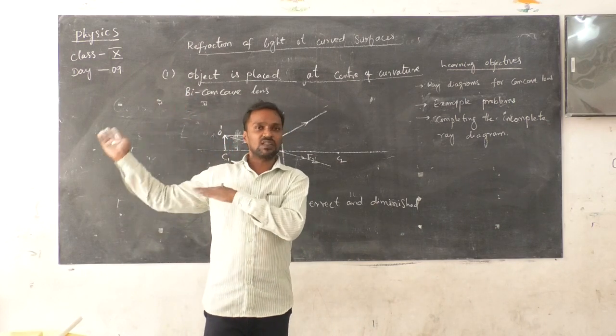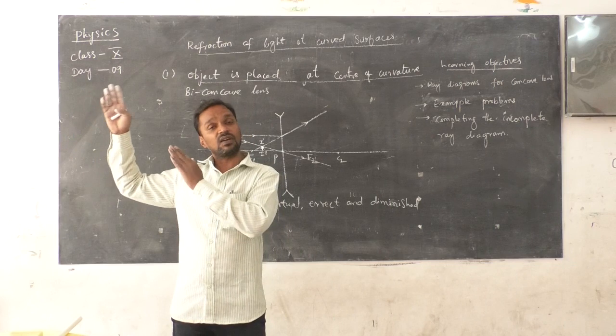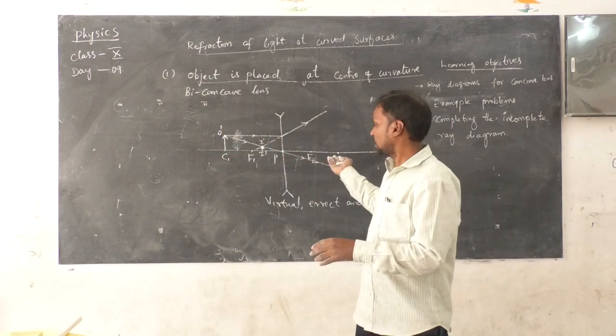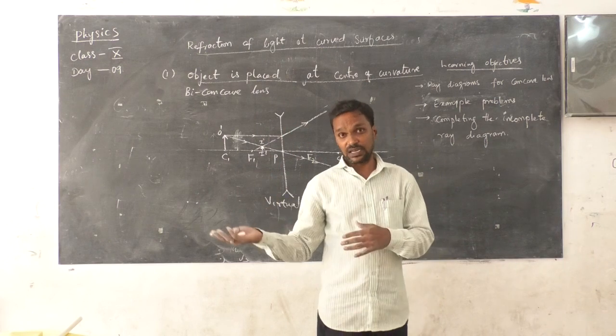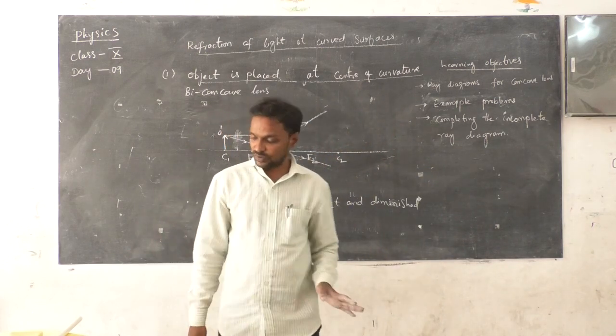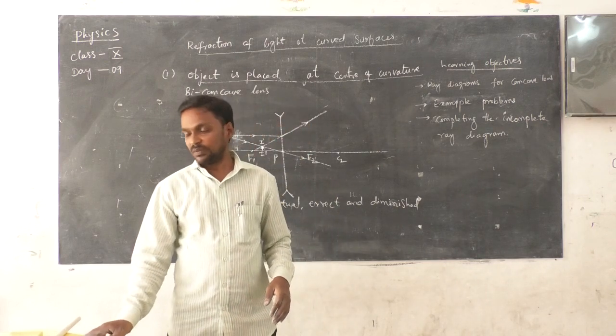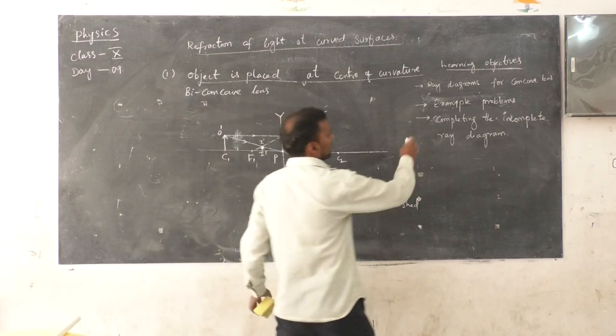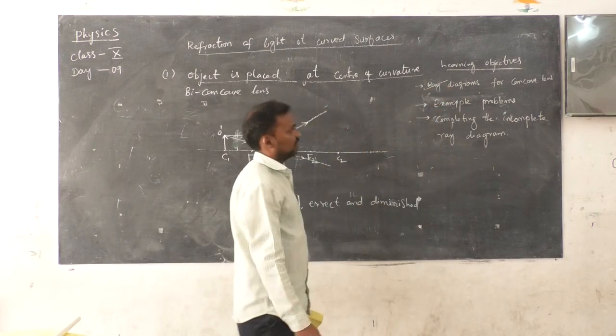When the position of the object changes in the case of a convex lens, the image size also changes. But here, irrespective of the changing position of the object, the image is formed between P and F. This is the behavior of ray diagrams for a concave lens.